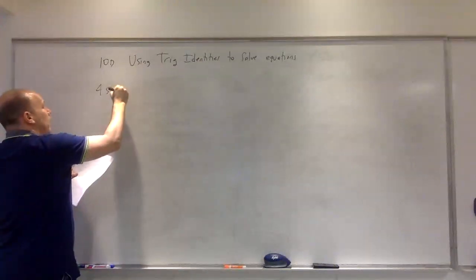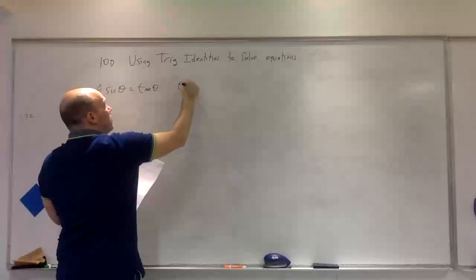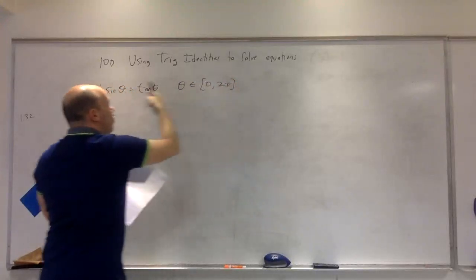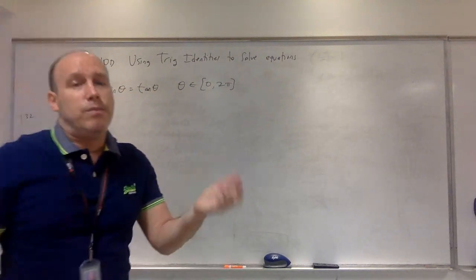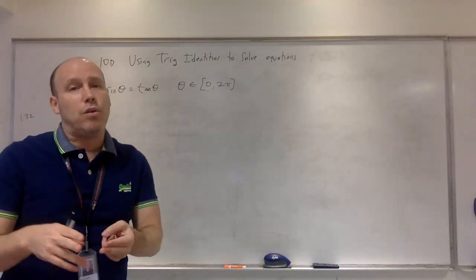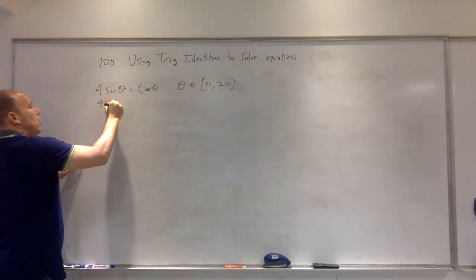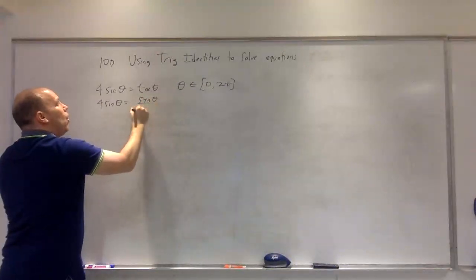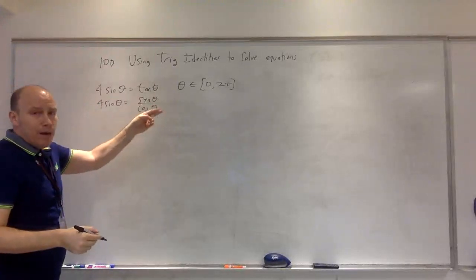So 4 sine of theta equals the tangent of theta, and we're going to let theta be between 0 and 2 pi. You look at this and you say, the first rule I told you before was try to get everything in terms of sine and cosine. So we're going to turn tangent into sine theta over cosine theta, using the identity. So I want to get everything out of the denominator.